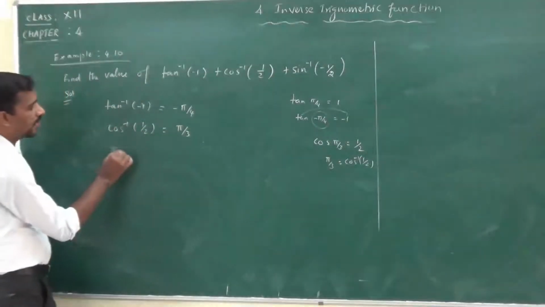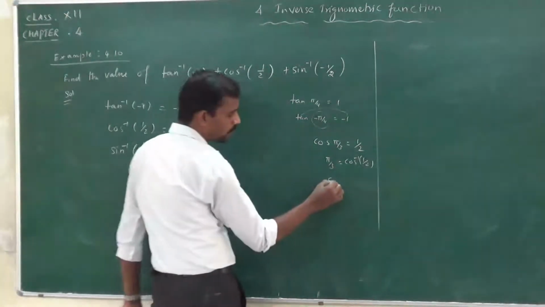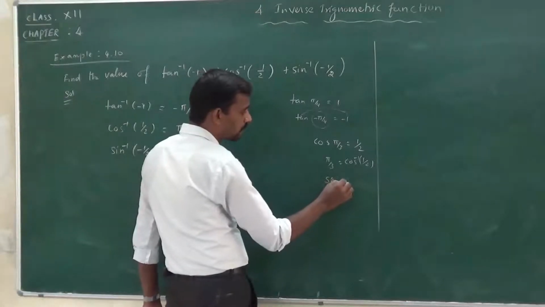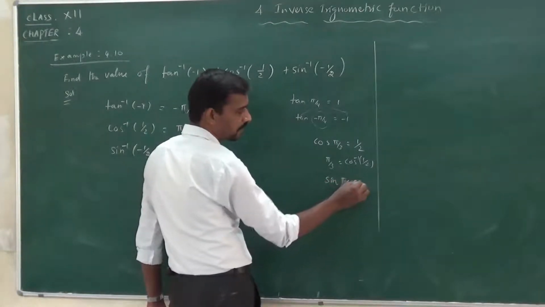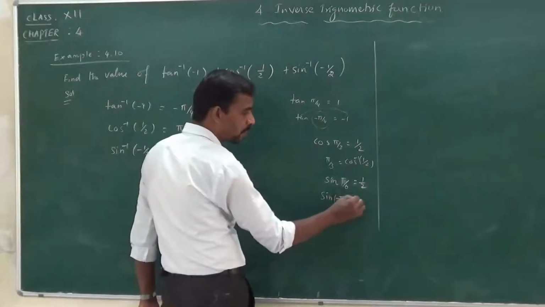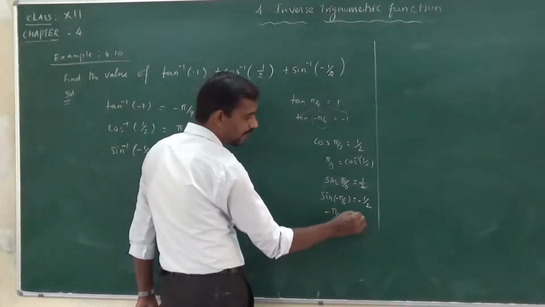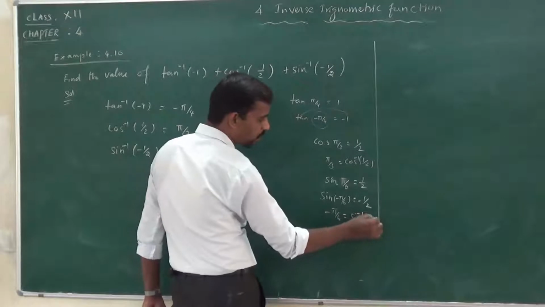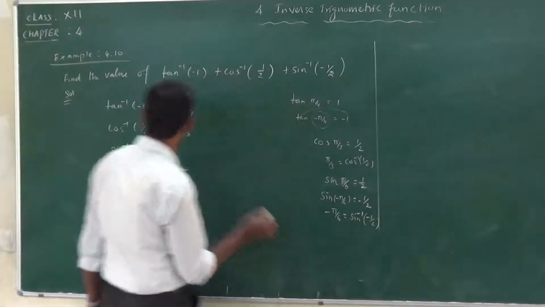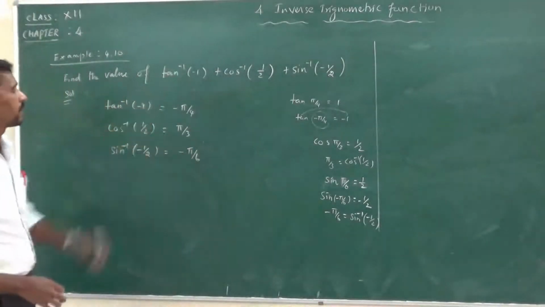Next one, sin inverse of minus 1 by 2. Now sin of pi by 6 is equal to 1 by 2. So sin of minus pi by 6 is minus 1 by 2. So sin inverse of minus 1 by 2 is equal to minus pi by 6. So now we easily found each value. Now we want to add.